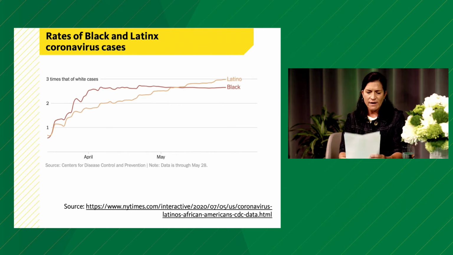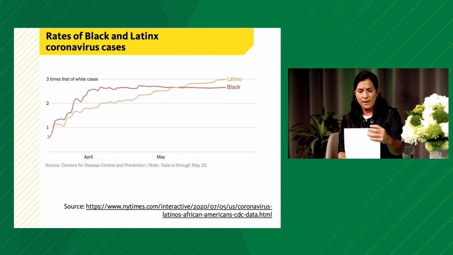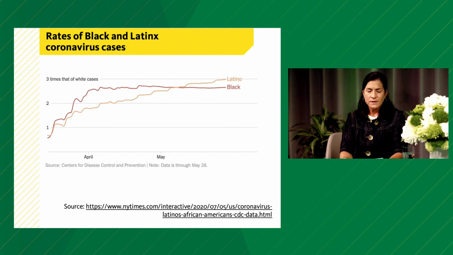This is another way of visualizing these population data. These two lines show Black and Latinx coronavirus case rates in the United States, and they're only through about mid-May, but it shows you that both Latinx and Black Americans have infection rates about 3 times the rate of white Americans.